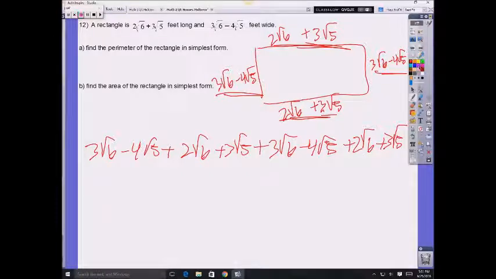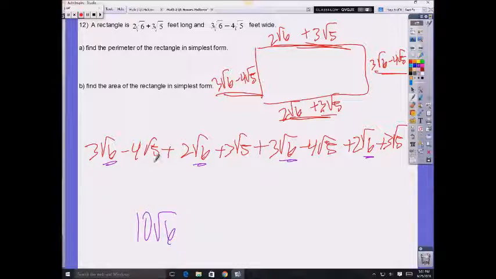Okay. Now, let's add up all your square roots of 6. This guy, this guy, this guy, this guy. So I got 3 of them. 4, 5, 6, 7, 8. I've got 10 of the square roots of 6.